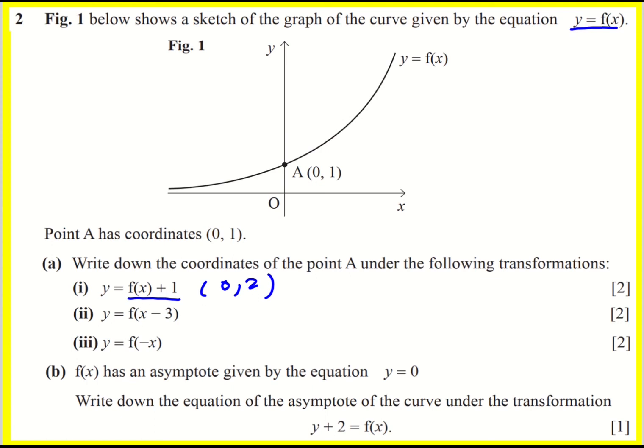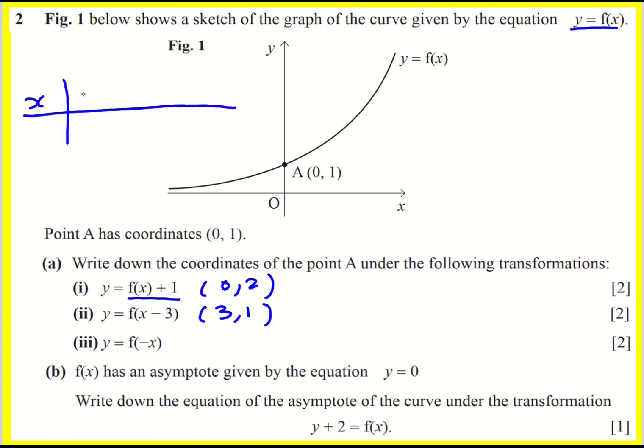Next one, f of x minus 3. A little bit trickier. So now this is going to be a translation by 3 in the x direction. It's the opposite sign to the minus 3. So 3, 1 is going to be my answer. Let's take a little look at where that comes from, because it can be a bit confusing.